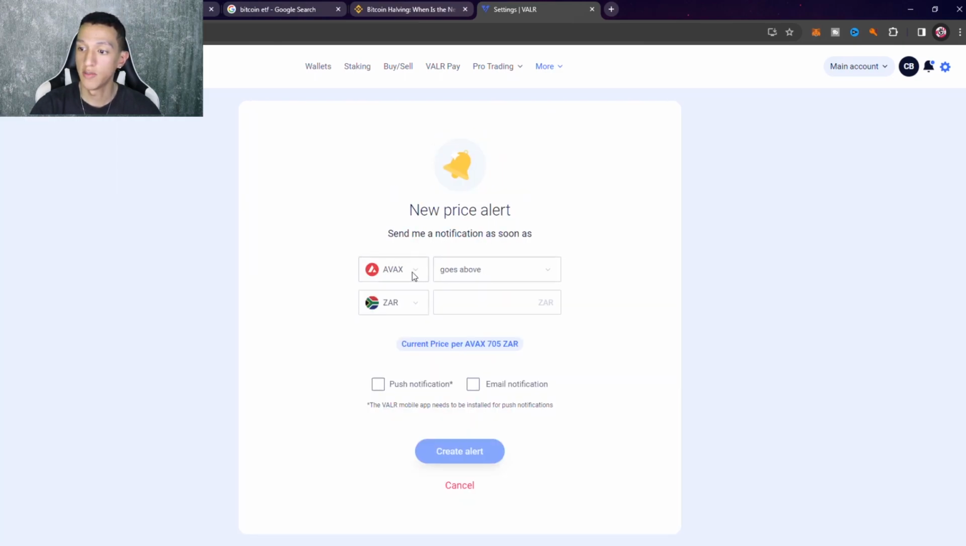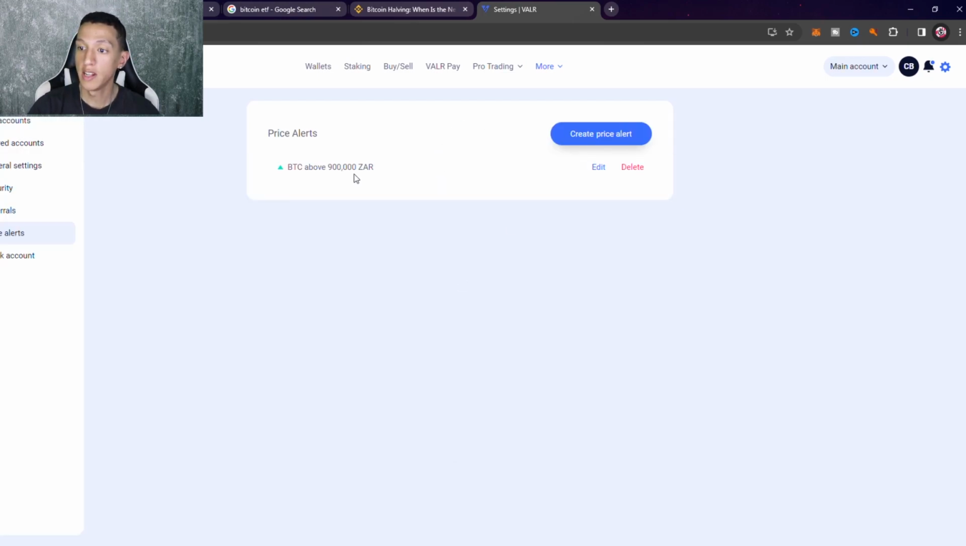So I want to create a price alert, for example, for BTC. When it goes above, currently the Bitcoin price is 8, so I want to get a price alert on my phone when Bitcoin hits 900,000. Push notification and email notification, so I'll get a push notification when Bitcoin hits that. Just to make sure there's 6 zeros, and then create. So now I will get a notification on my phone if Bitcoin hits that specific price on the market.